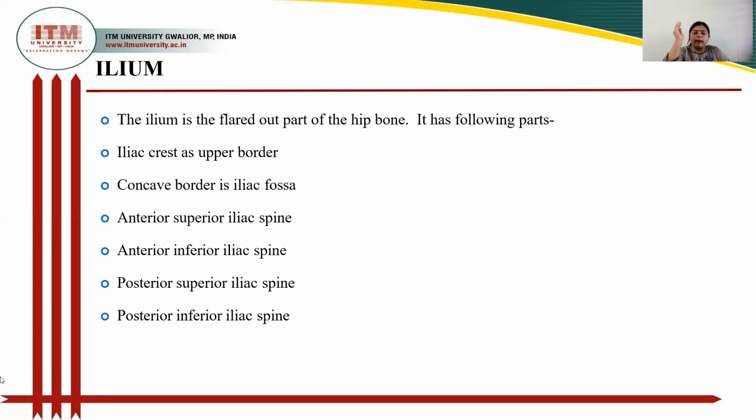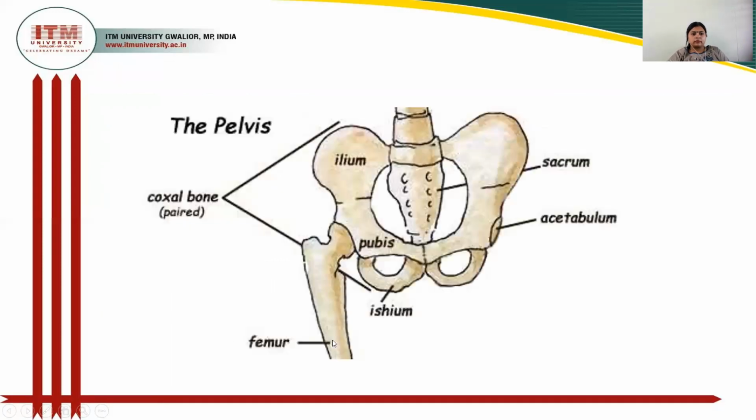And the concave part, it is like this. This particular concave part is called the iliac fossa. So this is the iliac crest. This is also called the coxal bone. These are paired: ilium, ischium, and pubis, with the acetabulum.